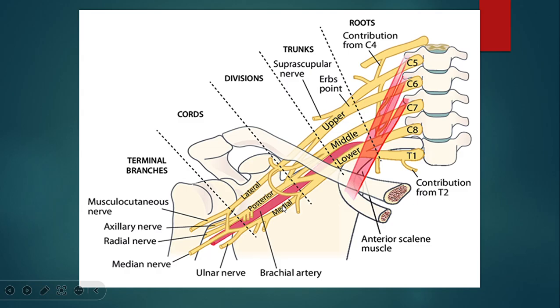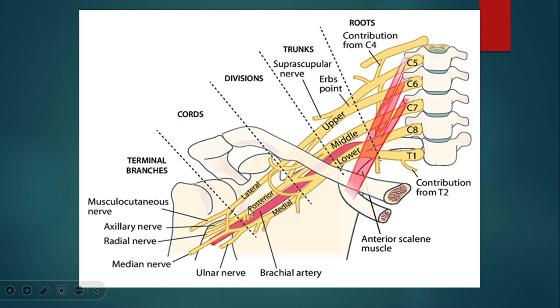When we look at the posterior chord, it's formed by three things. It's formed by this, which is the posterior part of the upper trunk, and also the posterior part of the middle trunk and the posterior part of the lower trunk. Then finally we have the medial chord, which is formed by the anterior part of the lower trunk.